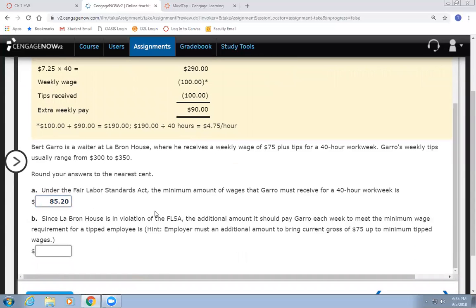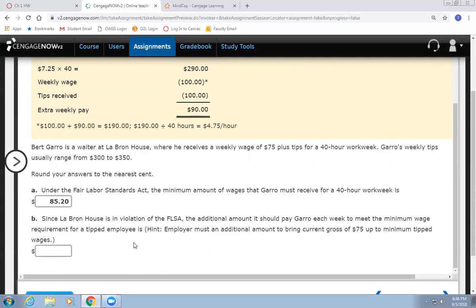Is he receiving that? Is he receiving $85.20? No, they're trying to pay him $75 for the week. So they're actually in violation of the Fair Labor Standards Act. They're paying him below the minimum allowed amount for a tipped employee, okay?